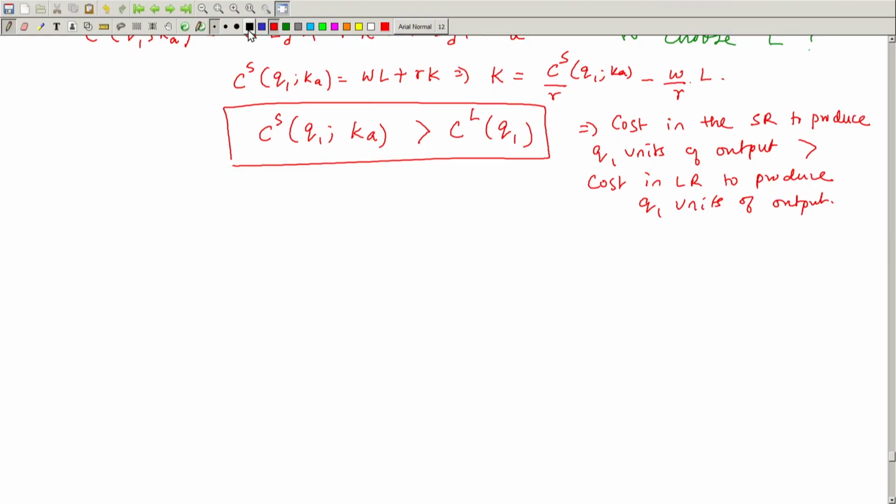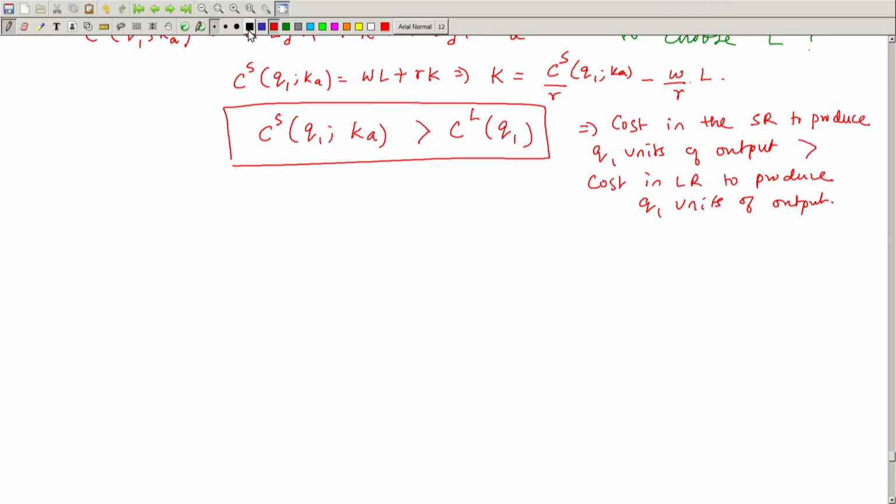So in the long run, I'm going to be happier. So for the firm, more happiness means a lesser amount of cost. So in the long run, the firm is going to incur a lesser amount of cost to produce a given level of output compared to the cost that it would incur in the short run. Okay, so this is a pictorial representation.